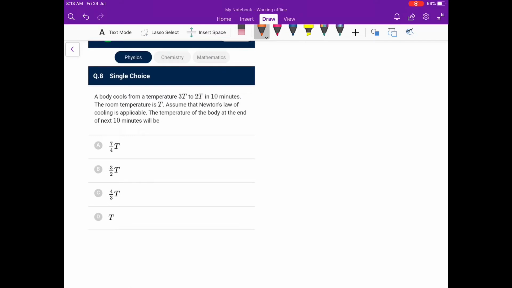Next, a body is cooling from a temperature 3T to 2T in 10 minutes. Okay, room temperature is T. Assuming Newton's law is applicable, the temperature of the body at the end of next 10 minutes. Okay, so what we can say, for the first 10 minutes the drop is, by Newton's law, I can write minus dT by dt, so that is T by 10 minutes. It is equal to K times theta average. Theta average is 2.5T here, 3T to 2T. So that is 2.5T minus T. This is the first equation.